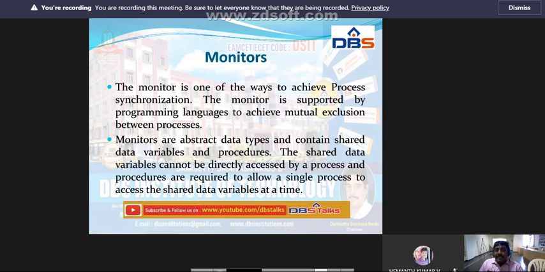Monitors are abstract data types. They contain shared data variables and procedures. The shared data variables cannot be accessed directly by a process. The procedures are required to allow a single process to access the shared data variables at a time.